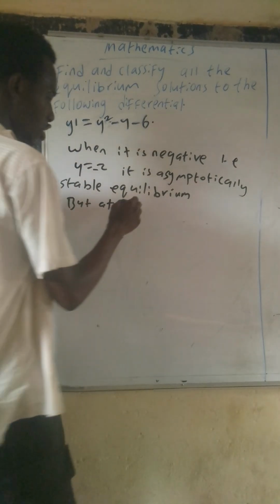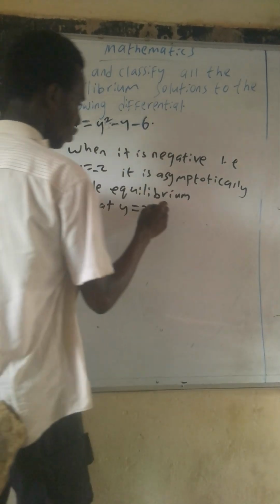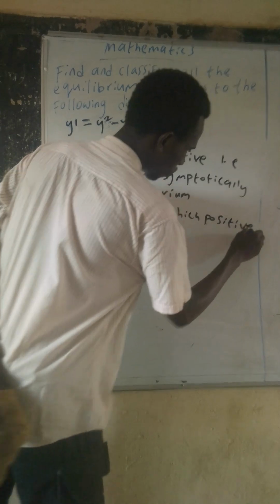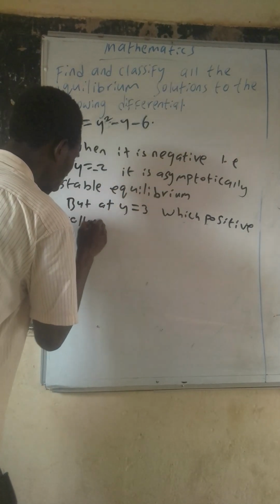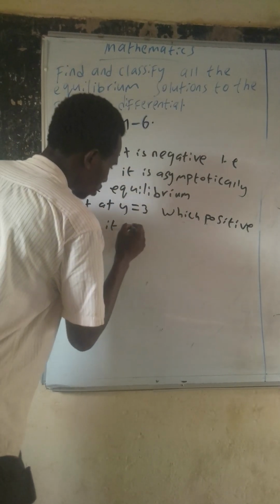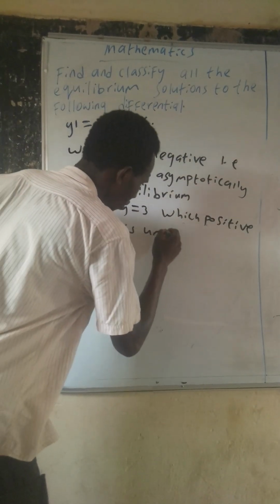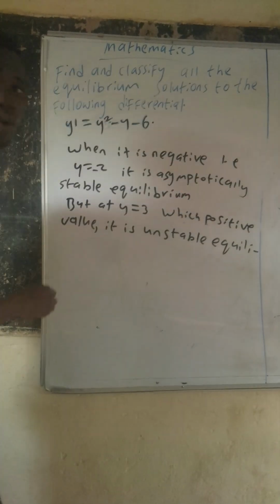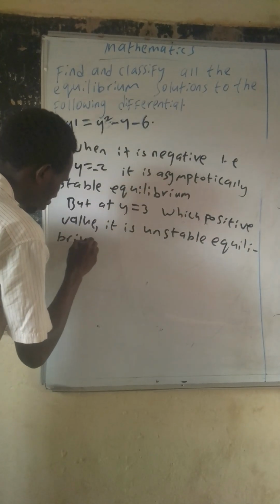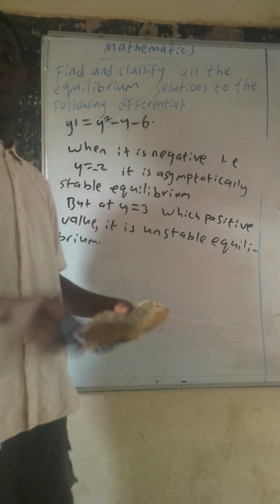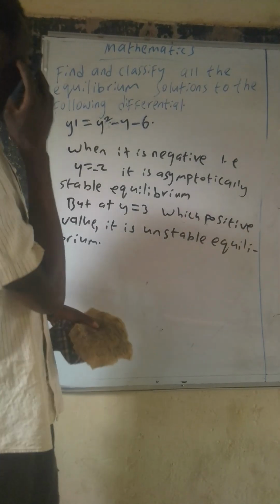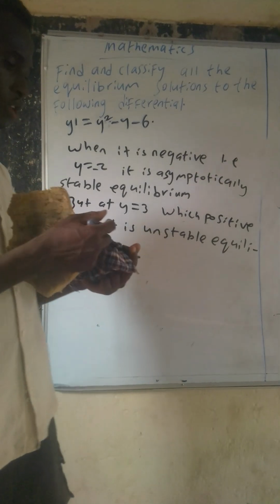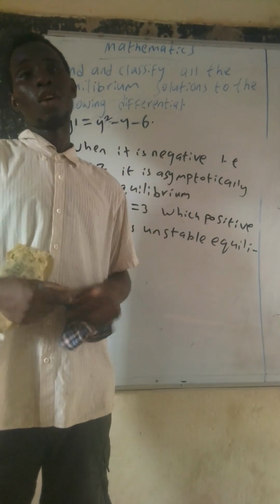But at y equals 3, which is a positive value, it's unstable. It's an unstable equilibrium. So this is now the solution to this given problem. When it's negative, it is stable. When it is positive, it is unstable. So this is the solution to this given question.